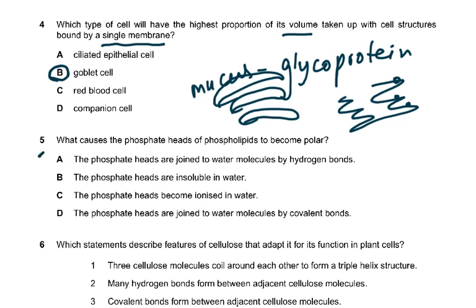Then coming to question number 5, what causes the phosphate heads of phospholipids to become polar? The phosphates become ionized in water. Phosphate heads, how can they be insoluble in water? They are hydrophilic. Phosphates are joined to water molecules by covalent bond. That's also wrong. And this is also wrong. The phosphates are joined to water by hydrogen bonds.